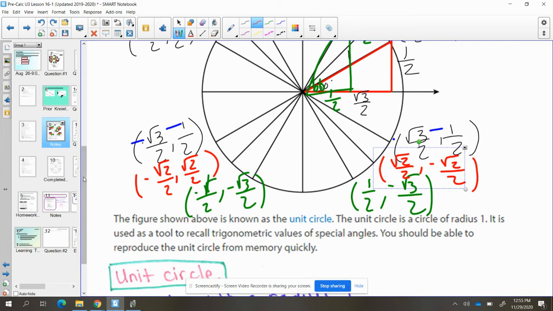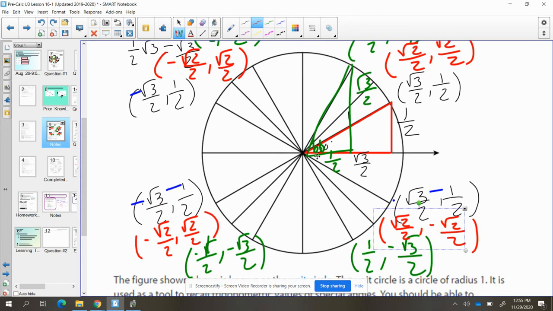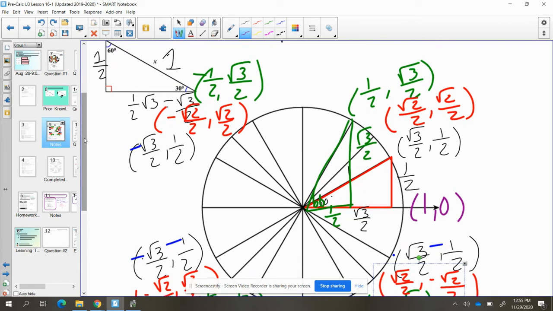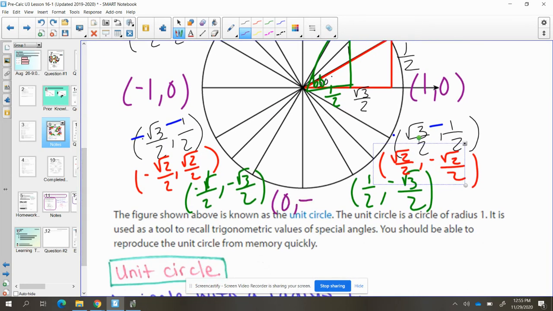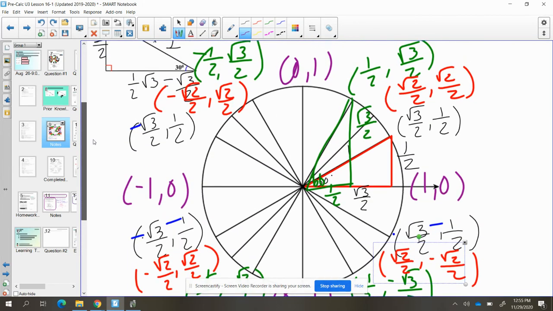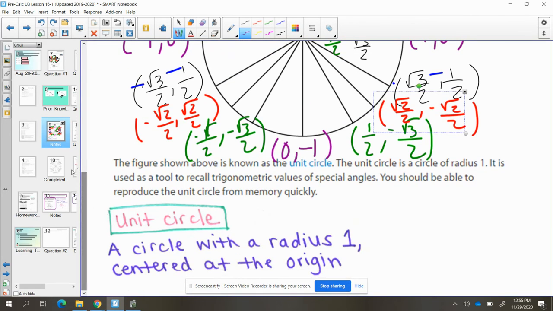The other pieces, again, are based on the fact that this radius is going to be 1 unit long. So we would be at (1, 0) when we're at 0, or 360, or 2 pi. We're at (0, 1) here. We went left 1, negative 1, down 1 to negative 1 for the y. Those would then be your axis values of this.